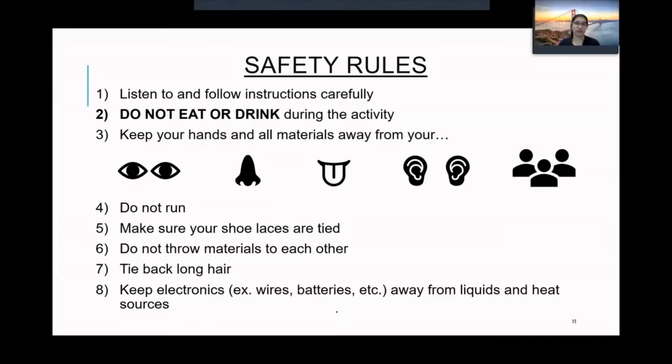We get to do the fun activity now. So these are the safety rules before we start the activity. Please listen to and follow the instructions carefully. Do not eat or drink during the activity. Keep your hands and all materials away from your eyes, nose, mouth, ears, and other people. Please do not run. Make sure your shoelaces are tied. Do not throw materials to each other. Tie back long hair, and keep electronics away from liquids and heat sources.